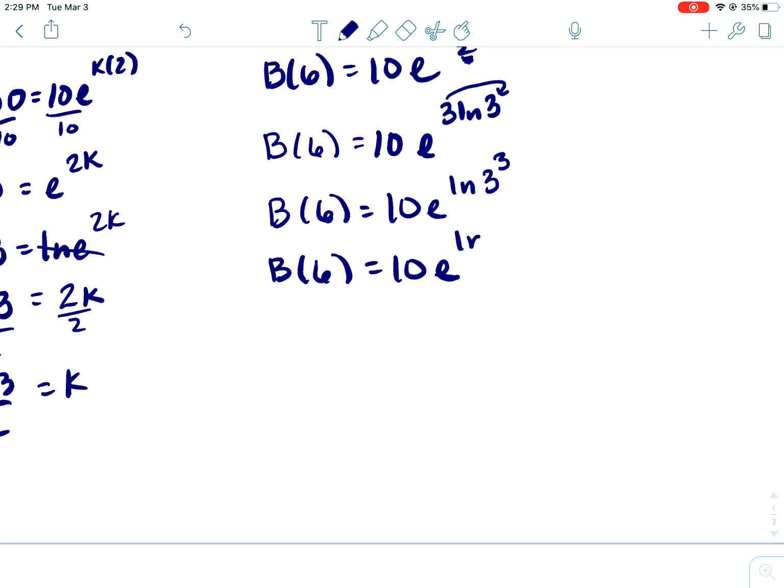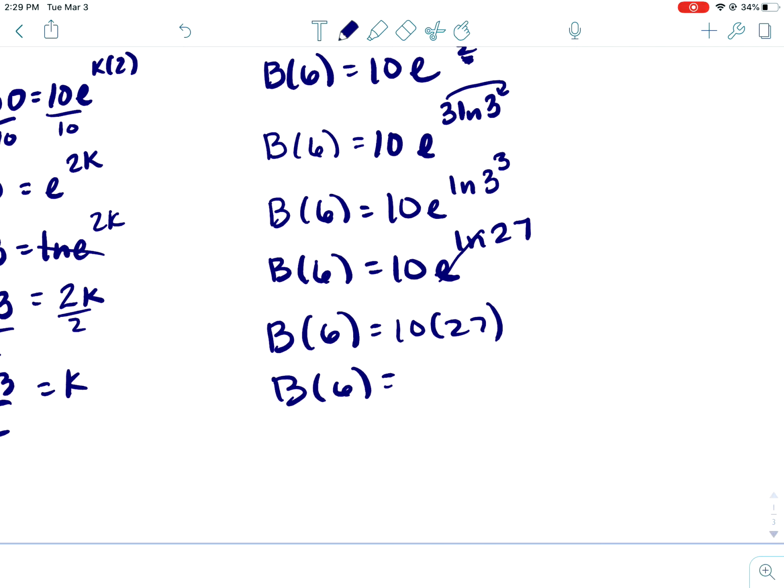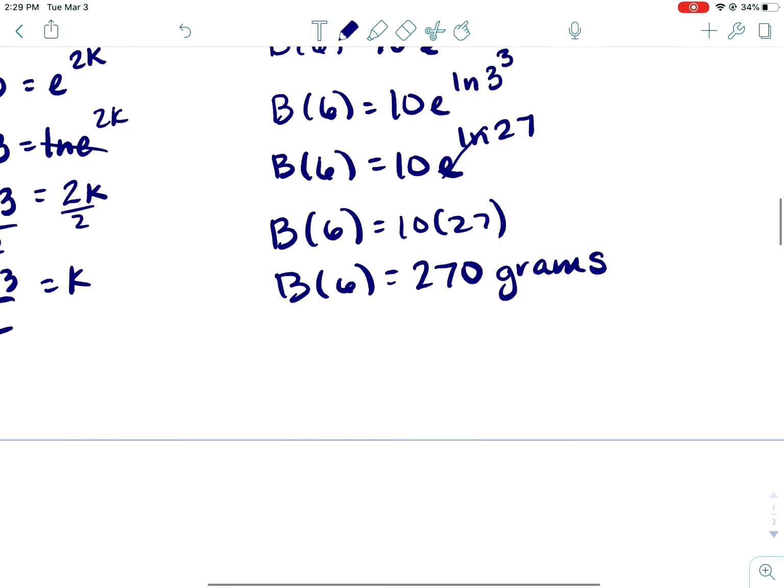All right. And then 3 to the third is 27. What do we get when we do e to the natural log of 27? Yeah, so it's 10 times 27. So eventually, we know that at time 6, there's 270 grams of bacteria.